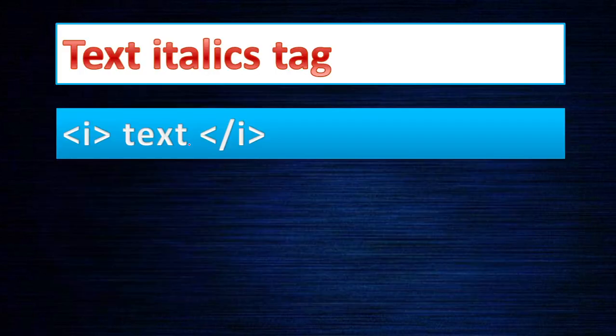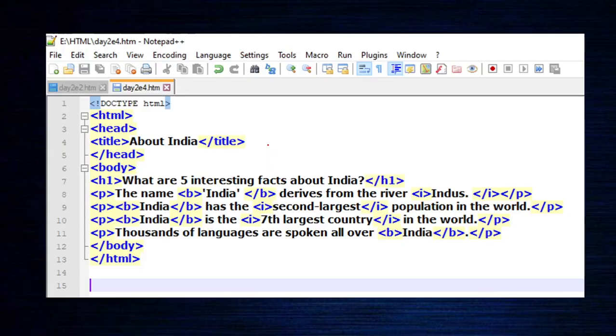Next one is italics. If you want to make some text italic, then you have to use the I. The closing tag is slash I. Here we want to make second largest italic. We want to make Indus italic. So here second largest as italics and seventh largest country as italics. Therefore, I'm using I.